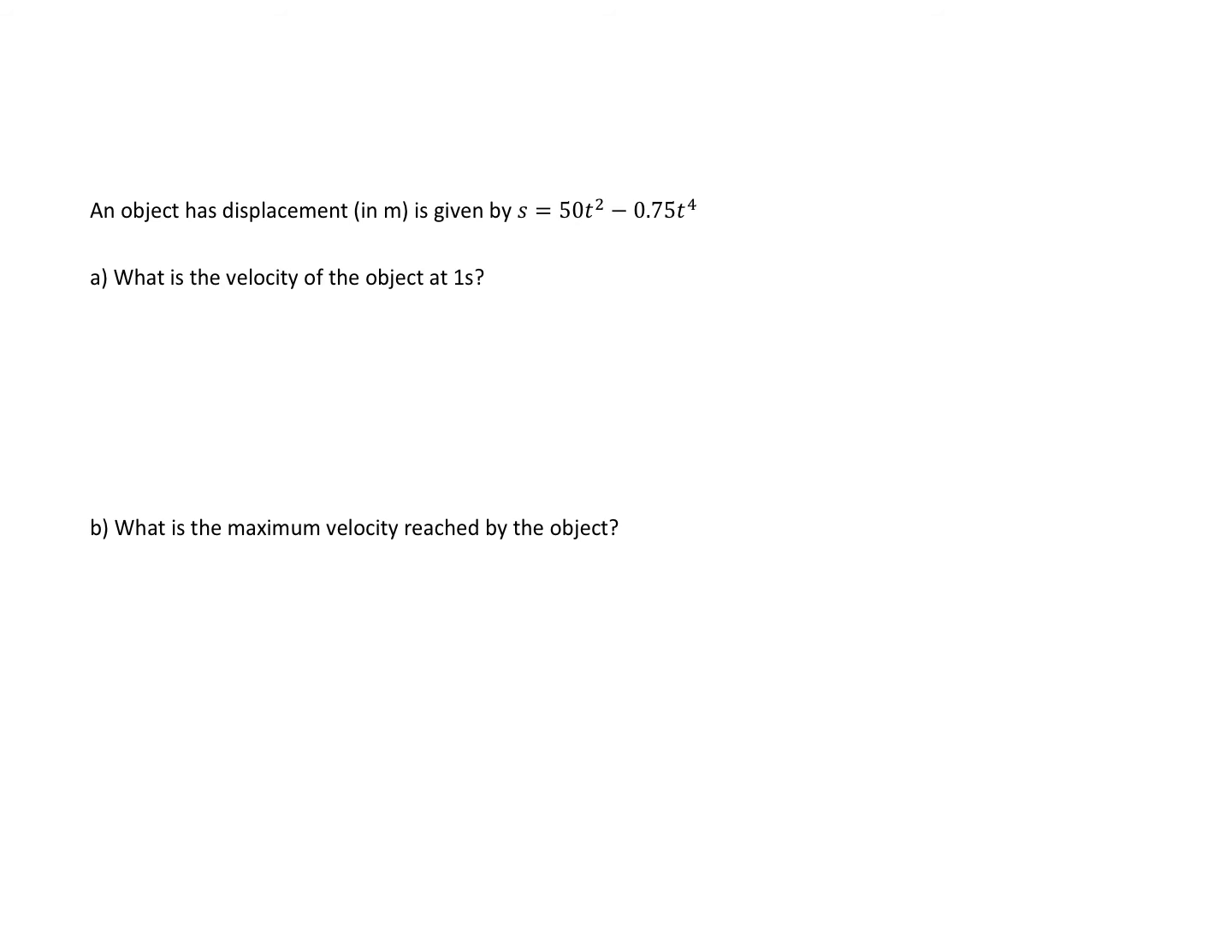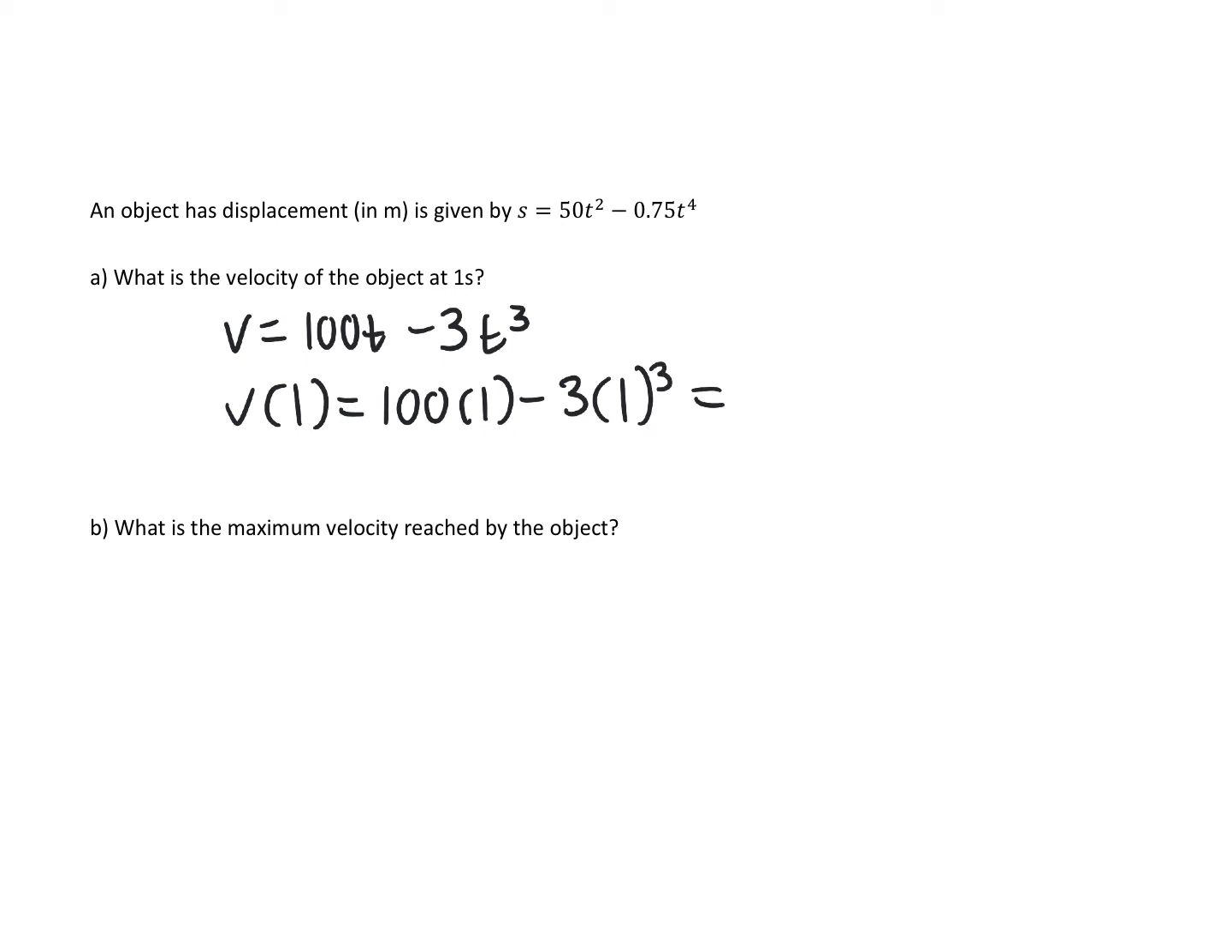Now let's do some motion. Here we have an object given with a displacement of s equals 50 t squared minus 0.75 t to the fourth. To find the velocity, we take the first derivative. And then at 1 second, which will give us 97 meters per second.